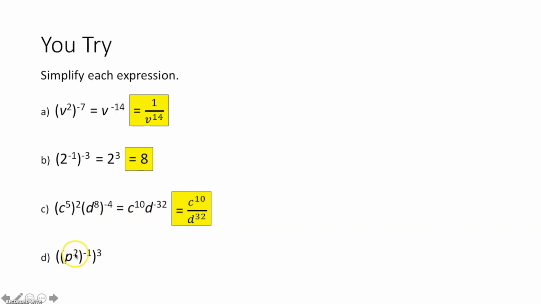Lastly here, we have p squared raised to the negative first, raised to the third. So we start with our innermost exponent. So we go p squared raised to the negative first. So a power to a power, we multiply those two together. So what's 2 times negative 1? That's going to be negative 2. So we end up getting p to the negative 2 to the third power. Now again, power to a power, we multiply. What's negative 2 times 3? That's going to be negative 6. So we get p to the negative 6. Lastly, since we're simplifying, we can't have a negative exponent. So we take this p to the negative 6, move it to the denominator, make it a positive exponent, so it becomes 1 over p to the positive 6th power.